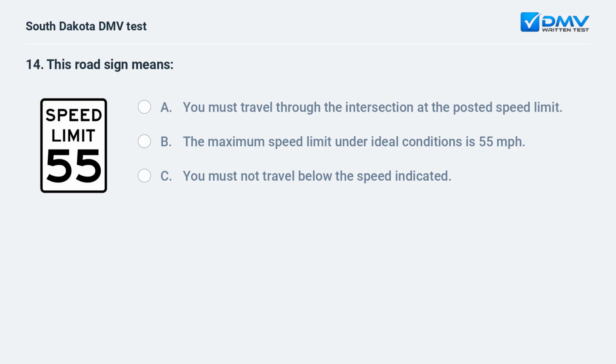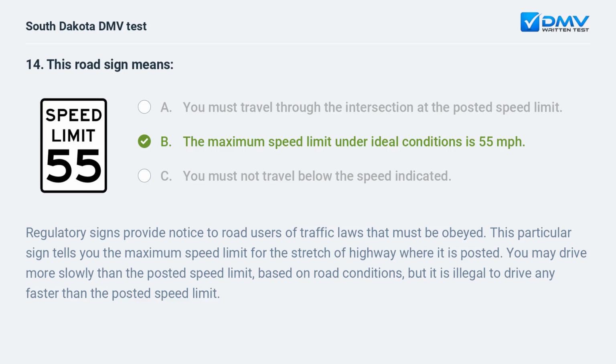This road sign means: A. You must travel through the intersection at the posted speed limit. B. The maximum speed limit under ideal conditions is 55 miles per hour. C. You must not travel below the speed indicated.